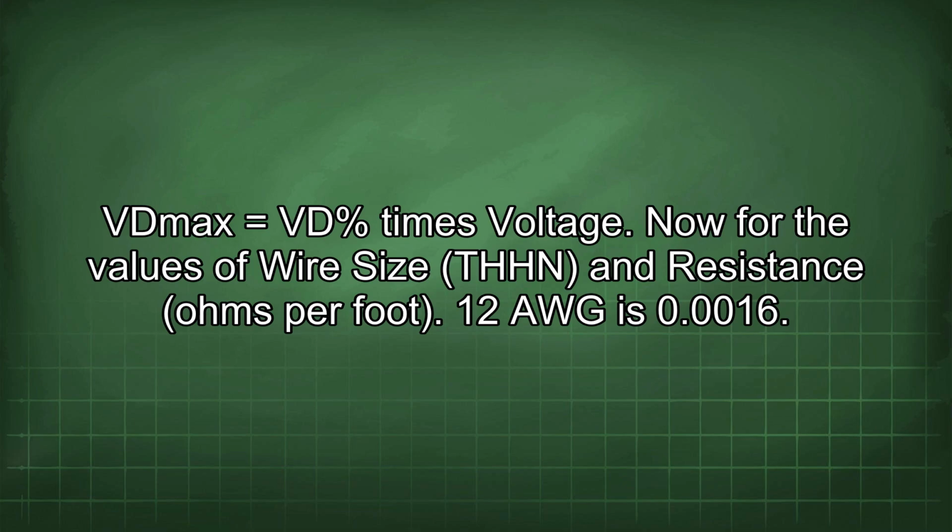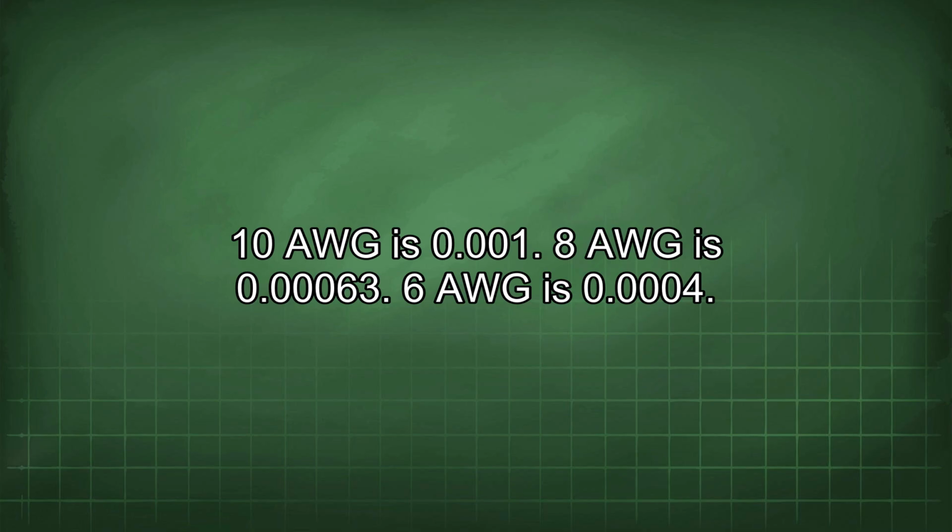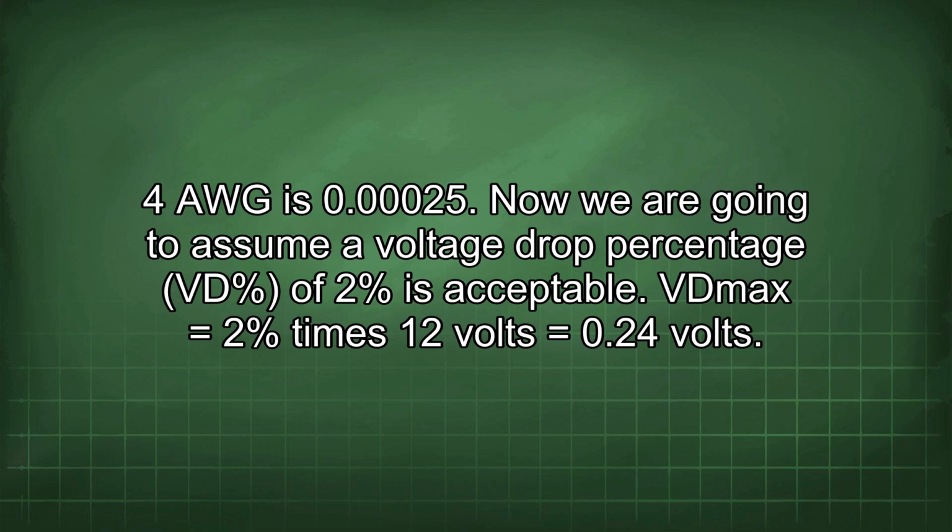Now for the values of wire size THHN and resistance in ohms per foot. 12 AWG is 0.16. 10 AWG is 0.1. 8 AWG is 0.63. 6 AWG is 0.4. 4 AWG is 0.25. Now we are going to assume a voltage drop percentage, VD%, of 2% is acceptable. VD max equals 2% times 12 volts equals 0.24 volts.